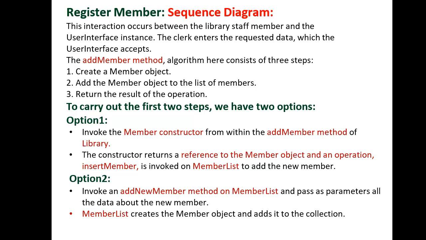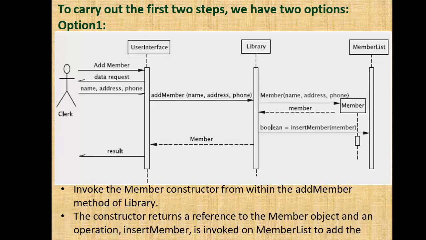To carry out the first 2 steps, we have 2 options. Option 1: invoke the member constructor within the add member method of the library, and the constructor returns the reference to the member object, and an operation insert member is invoked on the member list to add the new member. Option 2: invoke an add new member method on the member list and pass as parameters all the data about the new member. The member list creates the member object and adds it to the collection.